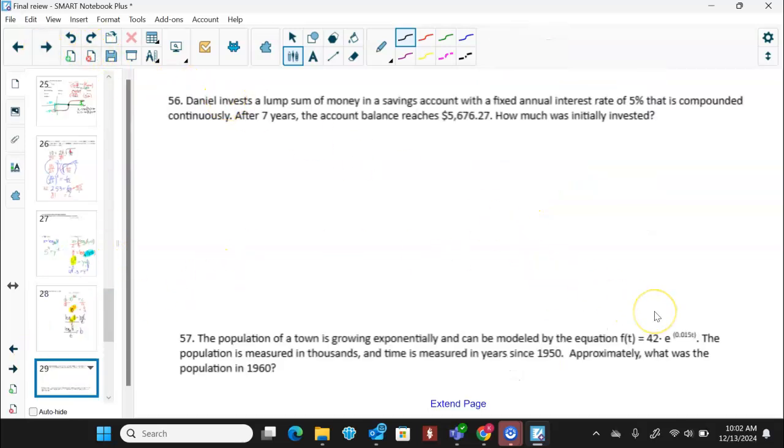All right, question 56. Daniel invested a lump sum of money in a savings account with a fixed annual interest rate of 5%. This is compounding continuously. After 7 years, the account balance reaches $5,676.27. How much was initially invested?